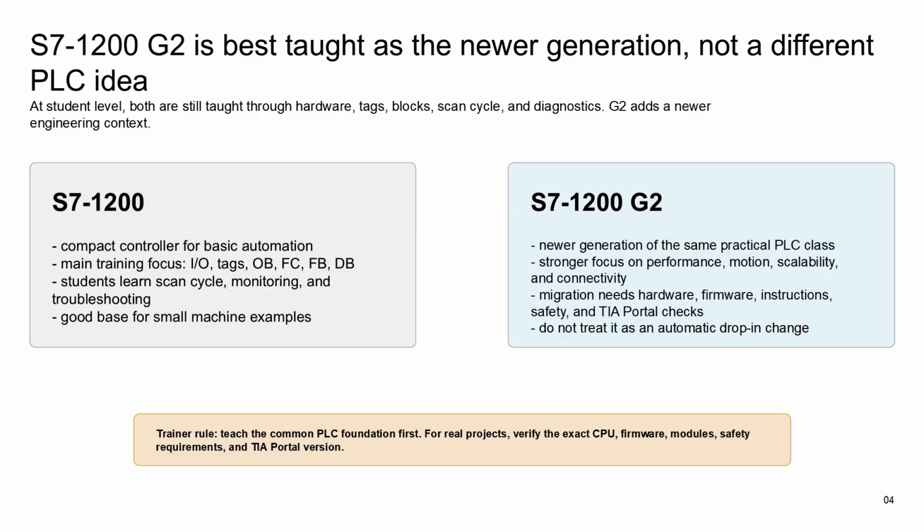Also note, S7-1200. Practically, it is a compact controller for basic automation. For students, main training focus is I/O, tags, OB, FC, FB, DB. In industry, students learn scan cycle, monitoring, and troubleshooting. For practical work, do not only remember the word. Understand where this point is used in the machine.